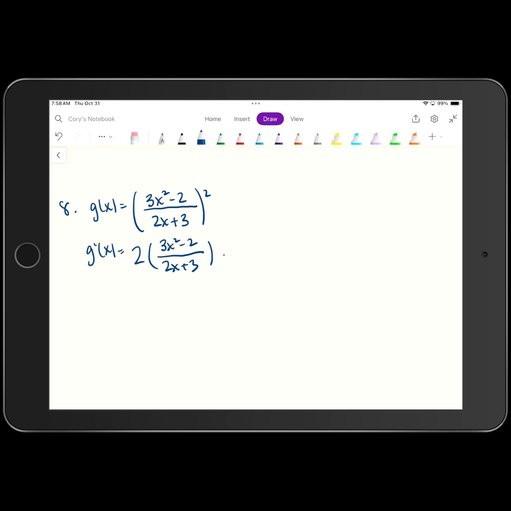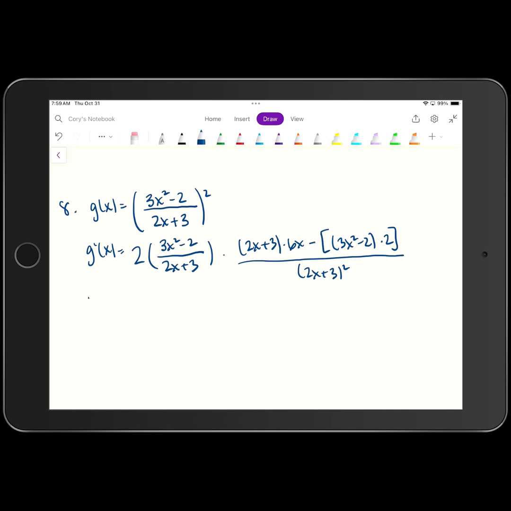And then we have to multiply that by the derivative of the inner function. So if we're going to take the derivative of the inner function, we have to use quotient rule to differentiate that inner function. Okay, so quotient rule again is low, 2x plus 3, d high, the derivative of the top function is 6x, minus high, 3x squared minus 2, d low, the derivative of the bottom function is 2, all over low, which is 2x plus 3 quantity squared.